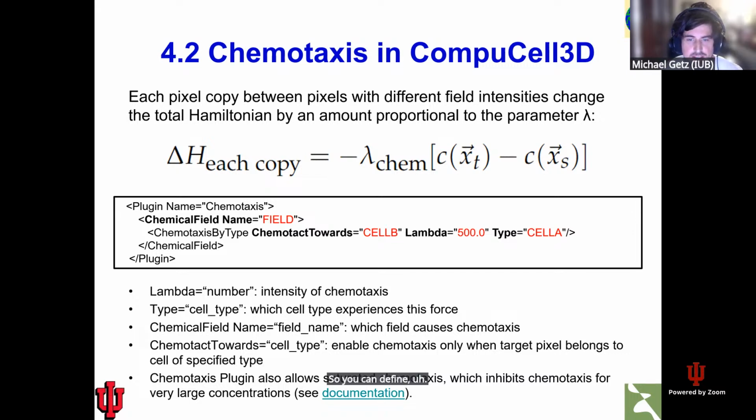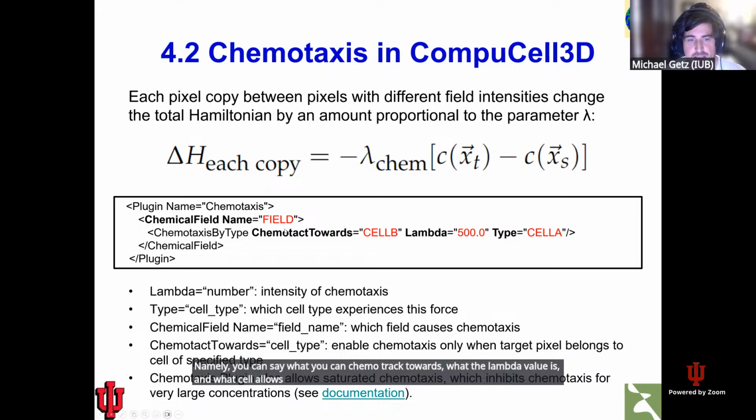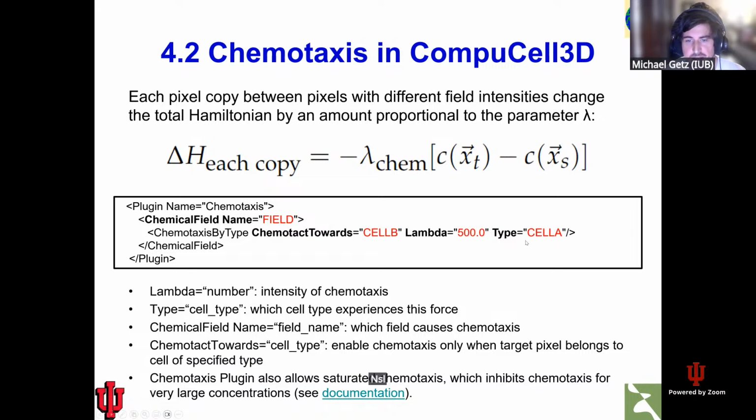these through the XML level. And there's a number of options that you can put. Namely, you can say what you can chemotrack towards, what the lambda value is, and what cell allows it. So in this case, you have a cell A and a cell B. Cell A can only chemotrack towards cell B. What this means is cell A will only get the energy contribution when it's trying to move into cell B.